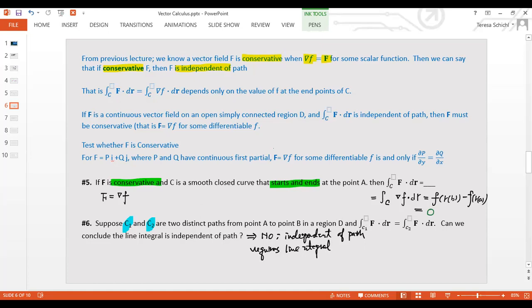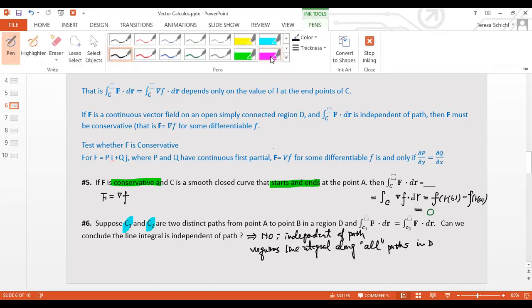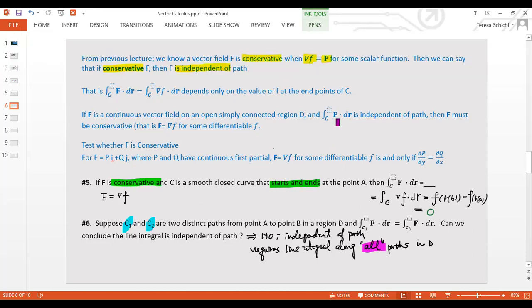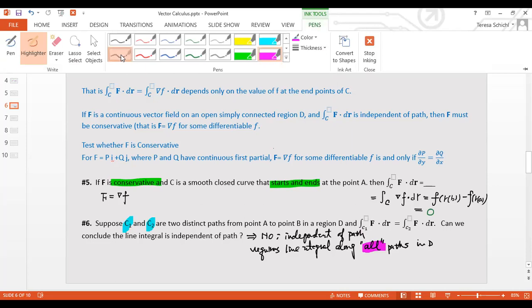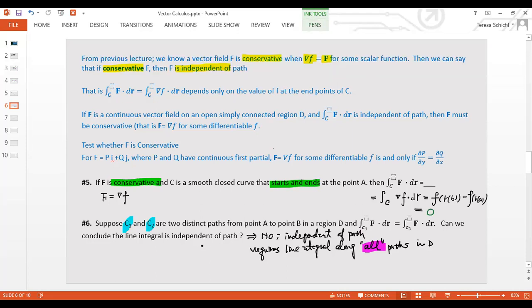So the line integral along all the paths, indeed. All right, so that's why I cannot, if you give me two of them, say, hey, they are independent. No, I cannot do that, right? Because I need to prove all of them are there, right?